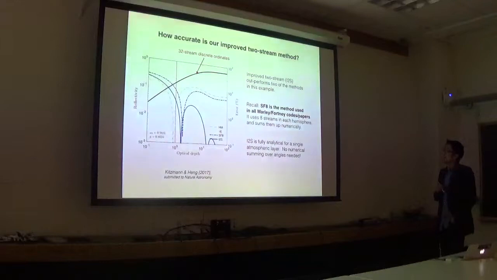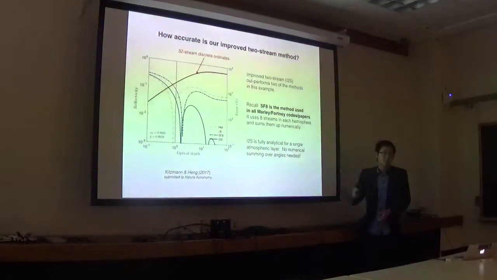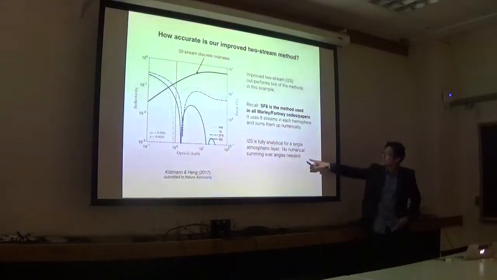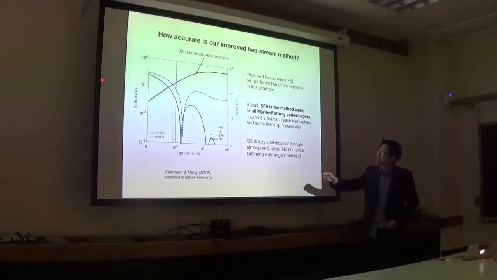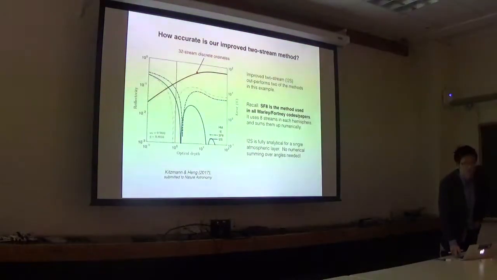And the thing to keep in mind is that in this 16-stream method, you're calculating numerically 16 different streams in the atmosphere and adding them up to get the flux. Whereas for the 2-stream calculation, you're integrating analytically to get the flux. So the effort is much less, but you get an answer that's much more accurate in this case. But is this true in general?